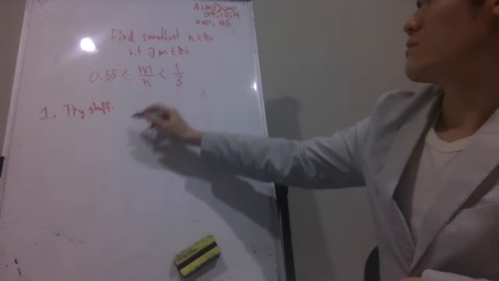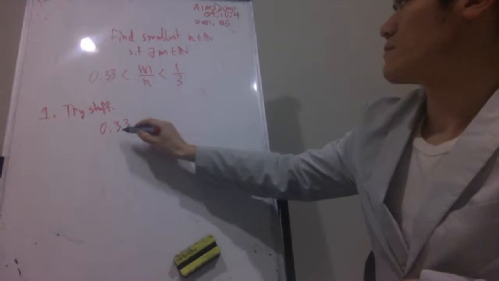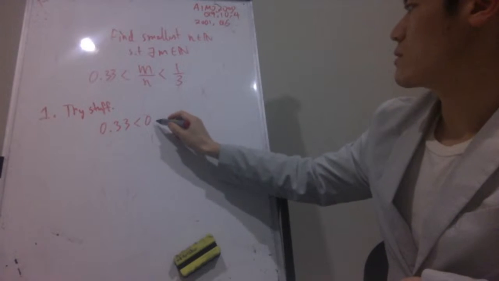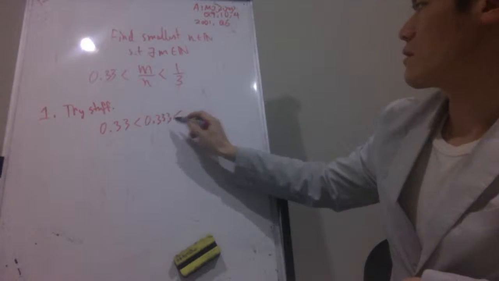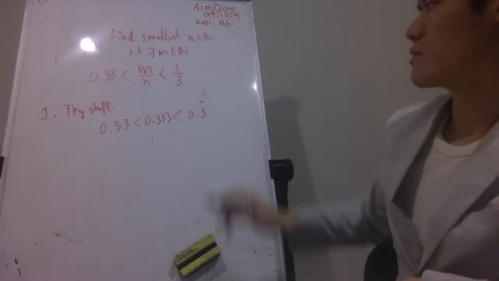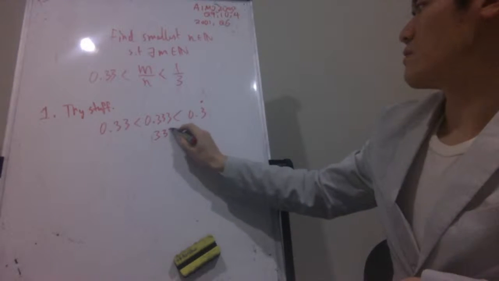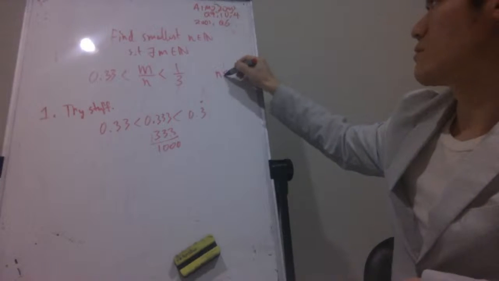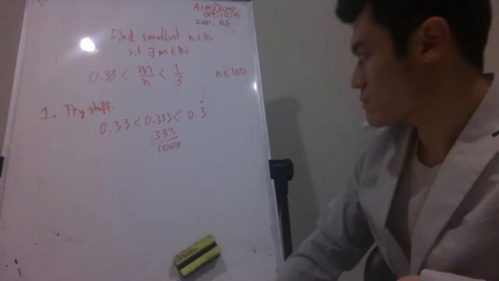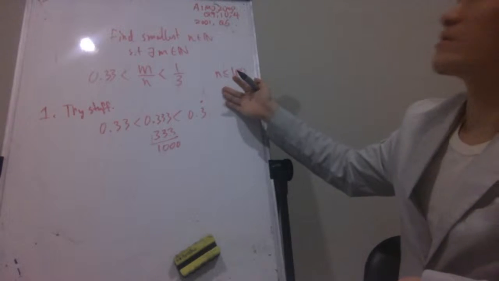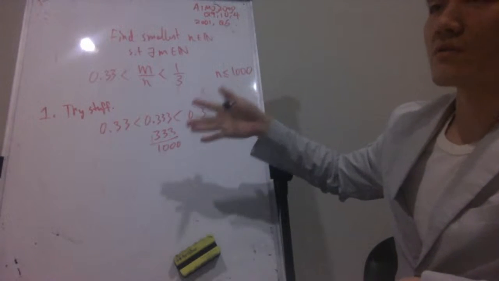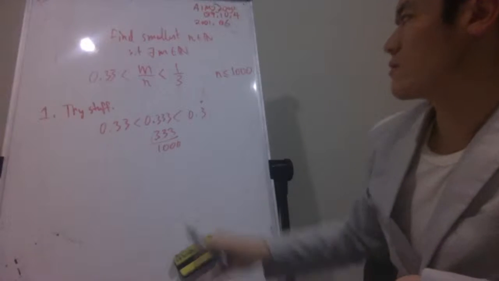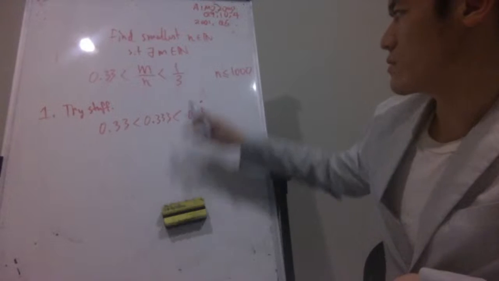So, for example, 0.33 is less than 0.333, which is less than 0.3 repeated. And this is just 333 over 1,000, so immediately n is less than or equal to 1,000. But that doesn't really tell you anything because the questions in AIMO all have to be less than 1,000. But this idea already gives you some progress.